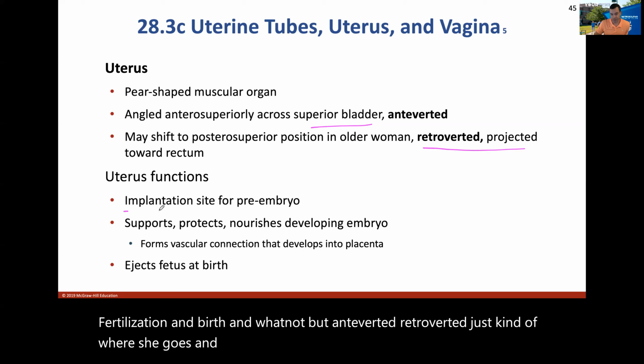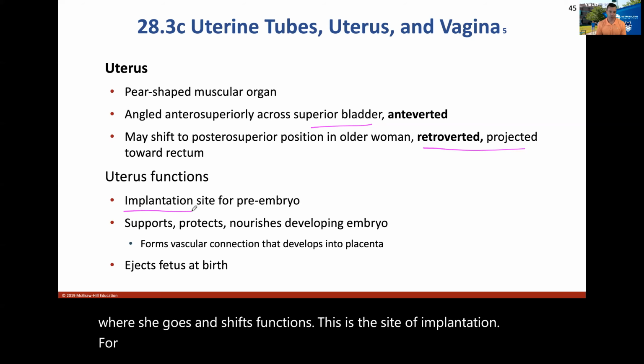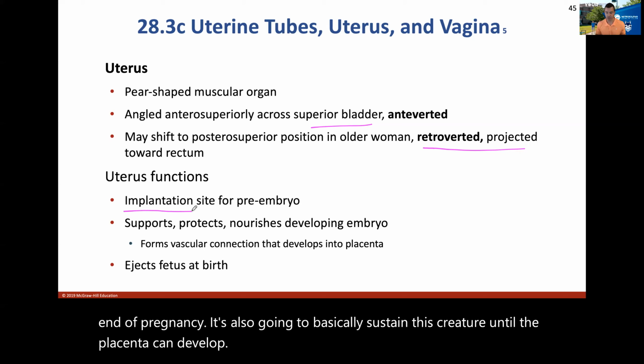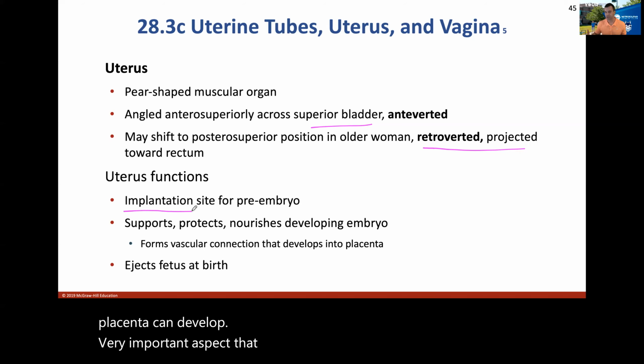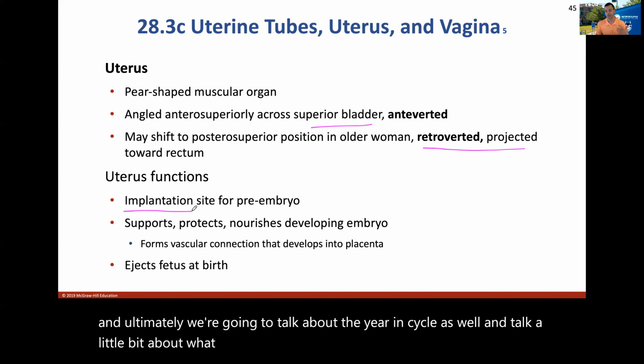Functions: this is the site of implantation for the blastocyst, basically. It will help to contract and eject the fetus at the end of pregnancy. It's also going to basically sustain this creature until the placenta can develop. Very important aspect, that function. We're going to talk about the uterus, and ultimately we're going to talk about the uterine cycle as well, and talk a little bit about what that is in terms of protecting, supporting, nourishing.